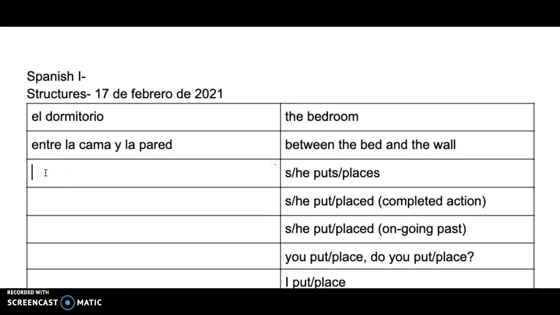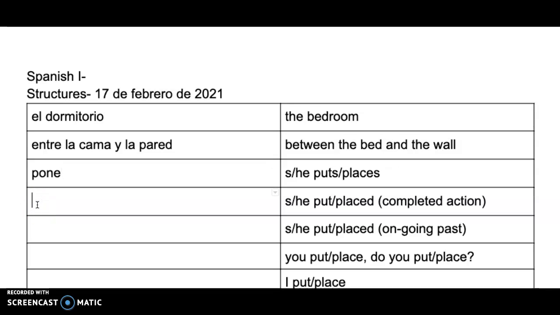Okay, the next group, they're all a verb, a very common verb, and it is the verb she or he puts or places, like places something down or places it over there. The word for that in Spanish is pone. That's present tense, she or he puts or places. I'll say it again, pone.